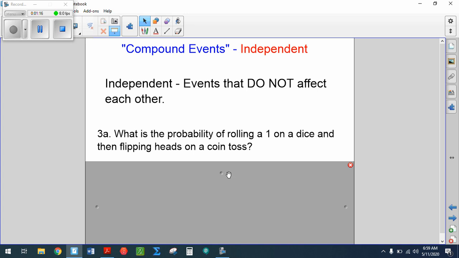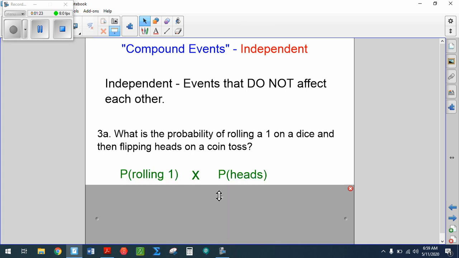So in order to calculate this, we look at both probabilities separately and we multiply them together. We treat it as 2 single events. So the probability of rolling a 1 times the probability of heads. I'm also introducing in this slide the notation P parentheses and then a word. That means the probability of that event.